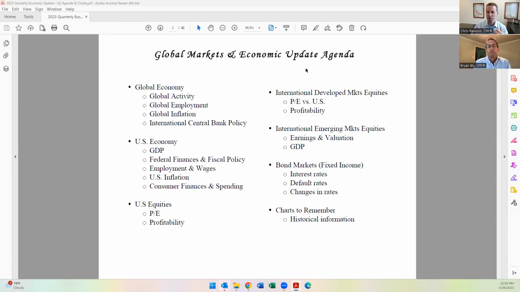The purpose for us hosting this event is to bring information to you so that you can have an idea of some of the work that we're doing behind the scenes. Additionally, give you perspective on the globe and the US.